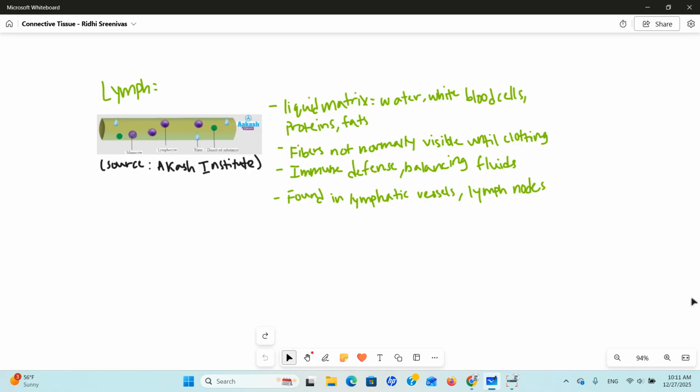Next we have lymph, which has a liquid matrix of water, white blood cells, proteins, and fats. Its fibers, like blood, aren't normally visible until they're needed for clotting, and it doesn't have those traditional fibers that connective tissues usually have, so that's interesting to keep in mind. Due to containing white blood cells, lymph contributes to immune defense and also works in balancing fluids, preventing excess interstitial fluid in the bloodstream. Lymph is found in lymphatic vessels and lymph nodes, basically throughout the lymphatic system.